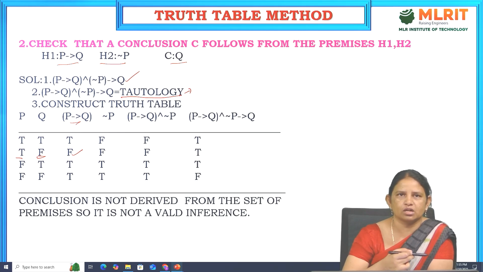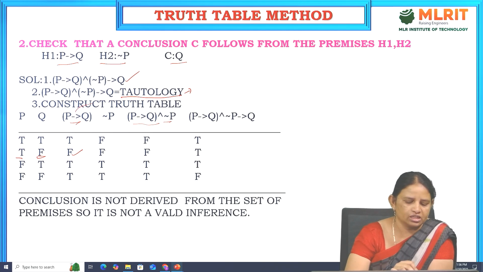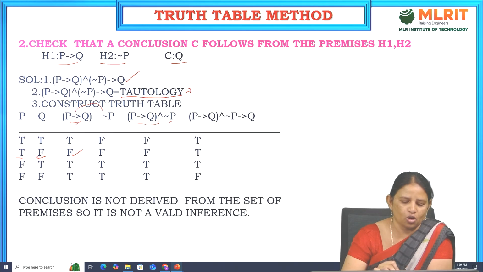If both values are false, it returns a true value. If it is true, it returns false. If it is false, it returns true. Again, P implies Q is already derived. Take the AND operation between P implies Q as well as negation P. For these two things, we need to apply the AND operation.